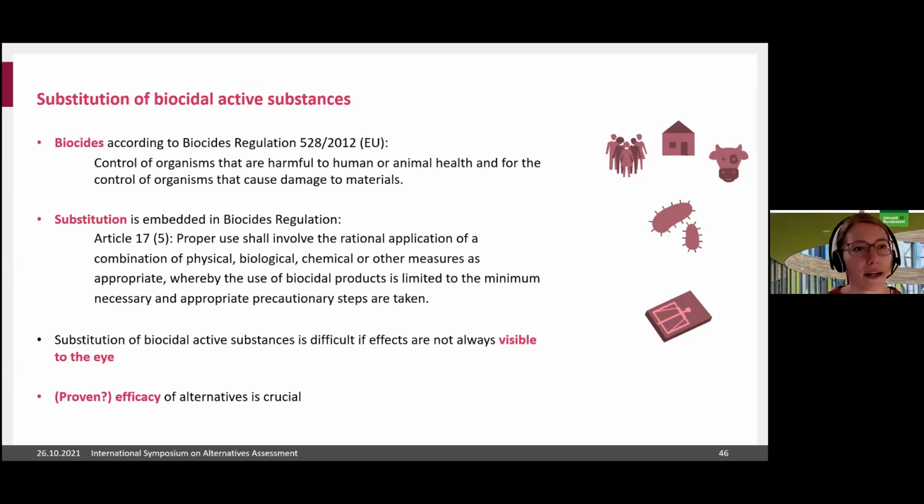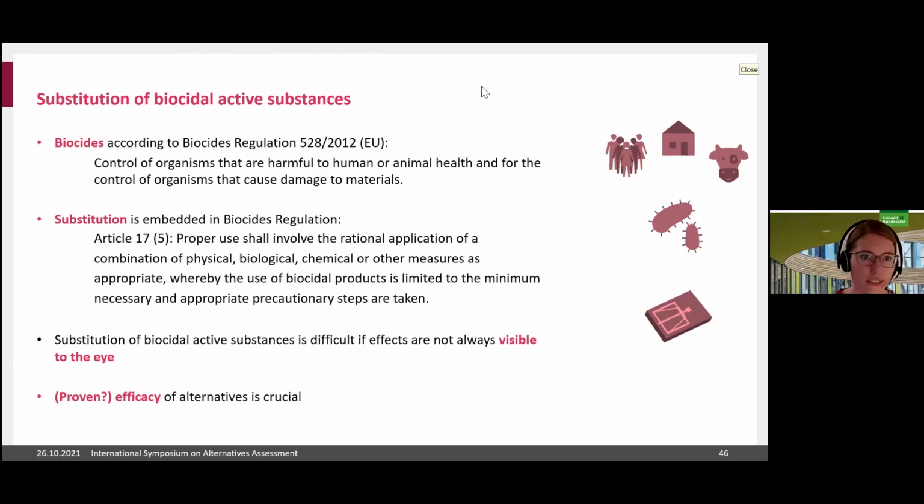So first, for the introduction, a few words on the substitution of biocidal active substances. Unfortunately, biocidal active substances are no red dyes. So biocidal active substances are developed to harm organisms because they are intended to control organisms that are either harmful to human or animal health, or that can cause damage to materials. So they should have an effect on organisms, and we have to deal with this desired effect.